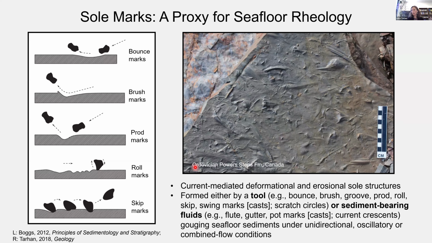So if we look back in our geologic records, do we see evidence for a similar paleorheological impact of ancient bioturbators? And it turns out that soil marks can offer us just such a proxy. So soil marks are current-mediated deformational and erosional structures. There are a variety of different types, some examples of which you see here, but some of the most commonly employed are tool marks and flute casts, and they're formed either by a tool or by sediment-laden fluids impinging upon and gouging seafloor sediments.